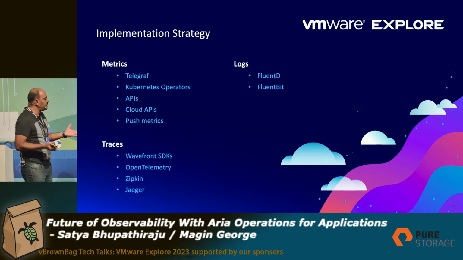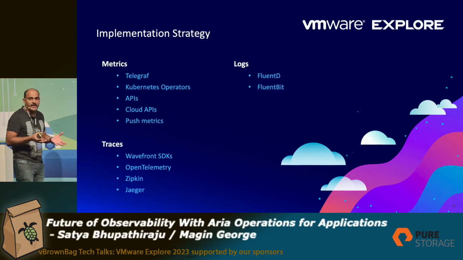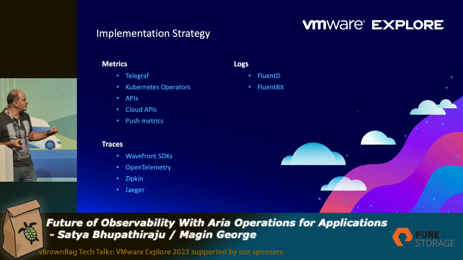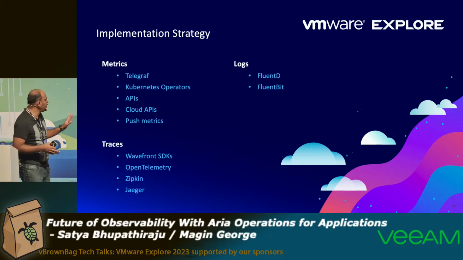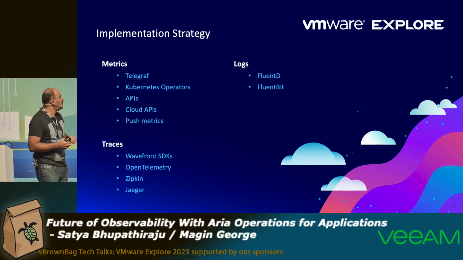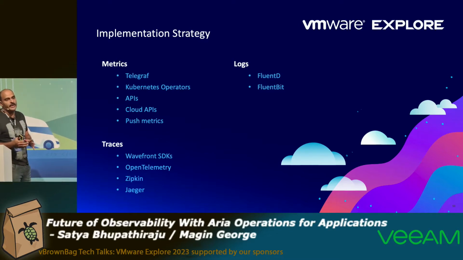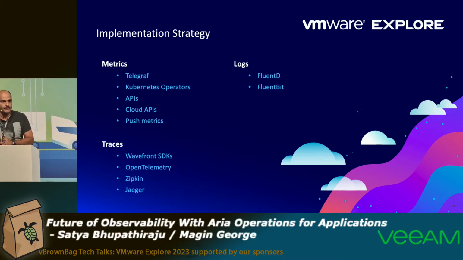And for traces, we have our own Wavefront SDKs or instrumentations. And where it fits best, we are using OpenTelemetry, Zipkin, or Jaeger. So it's all supported from the tracing point of view. For logs, we are using FluentD or FluentBit to push logs to the system.